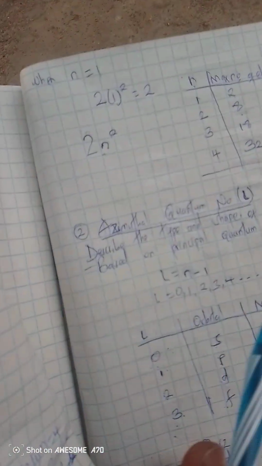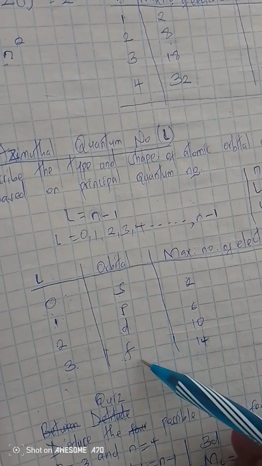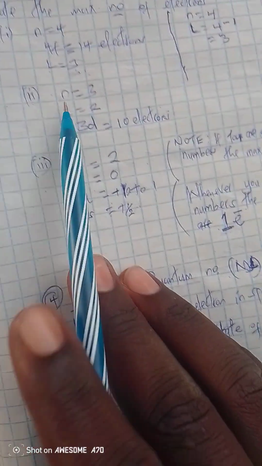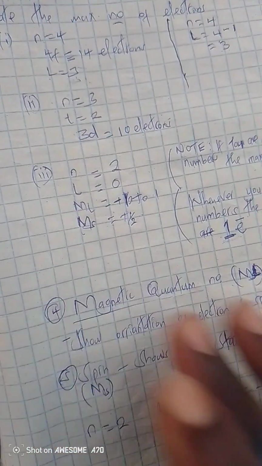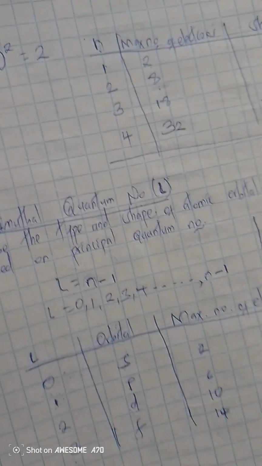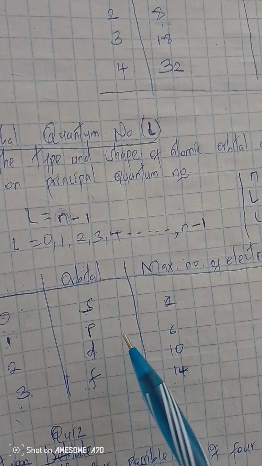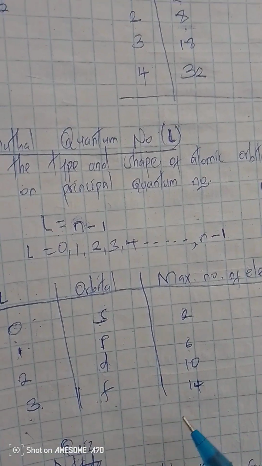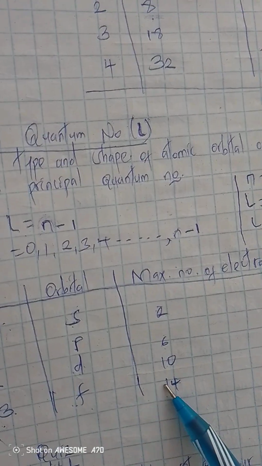We called them the other side. This side we called them what? We call them the orbital. For you to identify it, you have to calculate for the azimuthal. And when you've gotten the azimuthal, you will come to the table, and coming to the table, you will find that it is D. And the maximum number of electrons in D is 10. I hope that is clear.